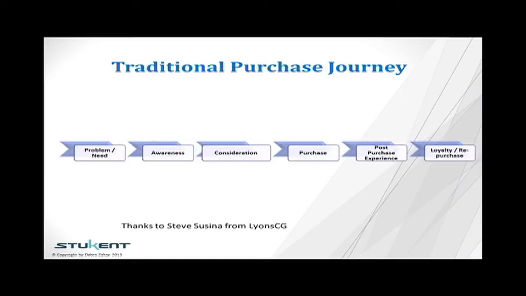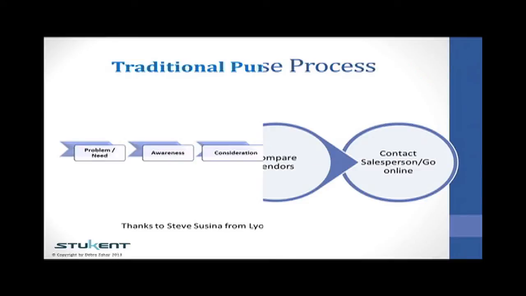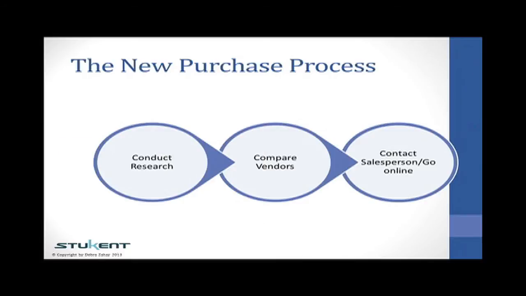So the traditional purchase journey has really been shaken up by digital marketing and internet marketing. Whereas people had a defined problem, they were made aware of the different alternatives, they put some of them in a consideration set, and then made their purchase, and then we monitored and marketed to them in the post-purchase experience and tried to keep them loyal customers. That's all been turned on its head. What happens now? People conduct research and compare vendors, and before they even contact the salesperson or buy online, they think they know most of what they really need to know.